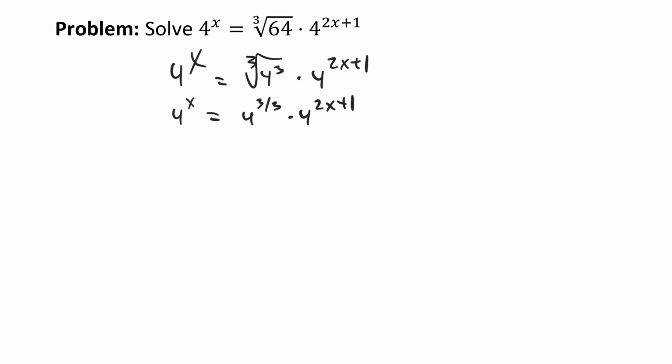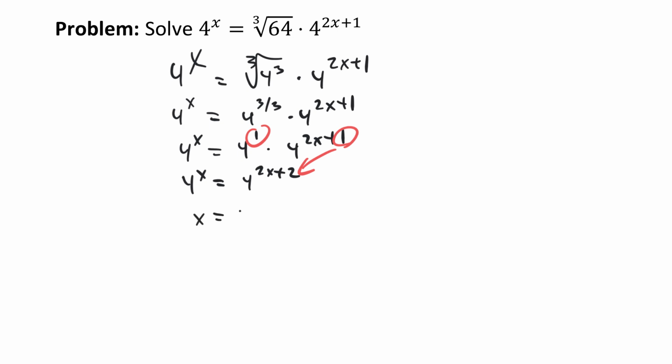This is actually kind of nice because 3 over 3 will just be 1. So this is 4 to the 1, 4 to the 2x plus 1. Now we can add the exponents, so 4 to the 2x plus 2, just adding those ones together to make 2. Now we can drop the base, 2x plus 2, move the x over, move the 2 over, and we get negative 2 equals x.